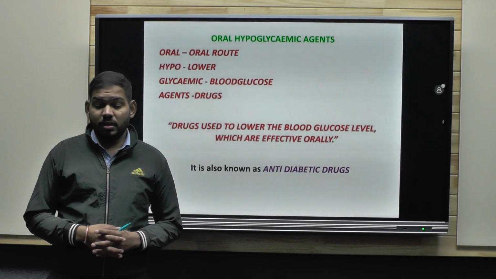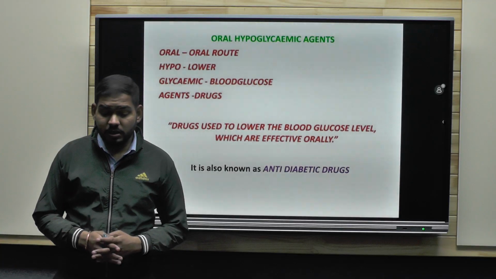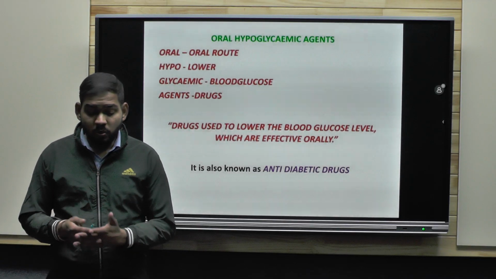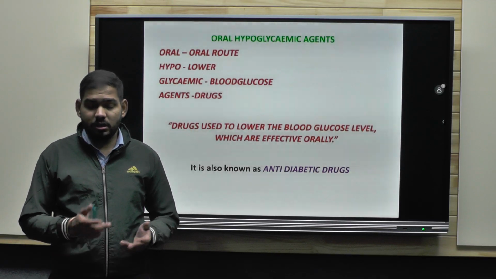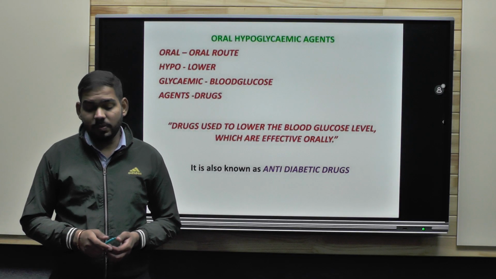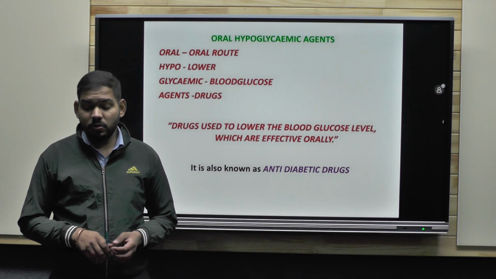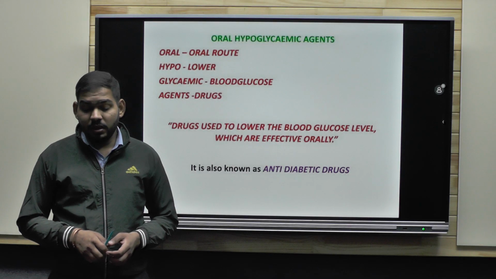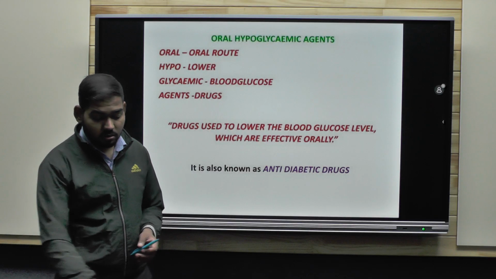Hypoglycemic agent. First of all, I would like to break down the oral hypoglycemic agent. Oral means oral route, hypo means lower, glycemic means blood glucose level, and agents means drug. It means a drug which is responsible for reducing the blood glucose level is known as an oral hypoglycemic agent. That is, drugs used to lower the blood glucose level which are effective orally. It is also known as anti-diabetic drugs.